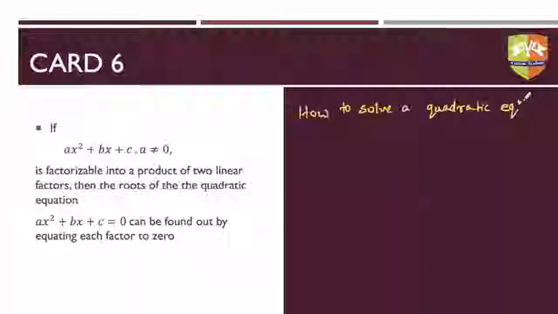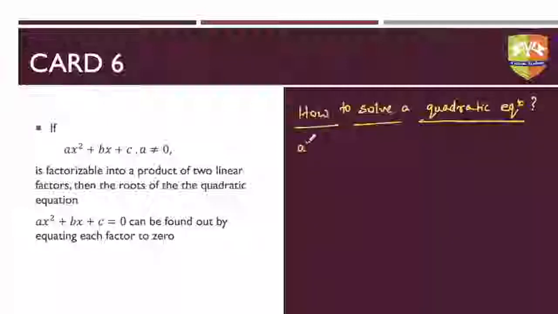Next slide is, yeah, okay, so if ax square plus bx plus c, a not equal to 0, is factorizable into a product of two linear factors, then the roots of the quadratic equation can be found by equating each factor to 0. So now we are heading towards how to solve a quadratic equation.